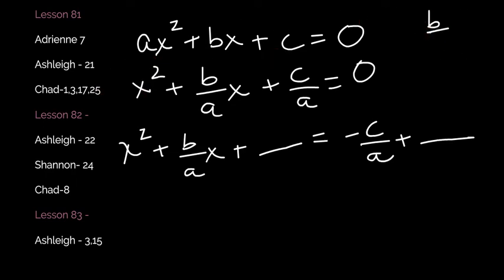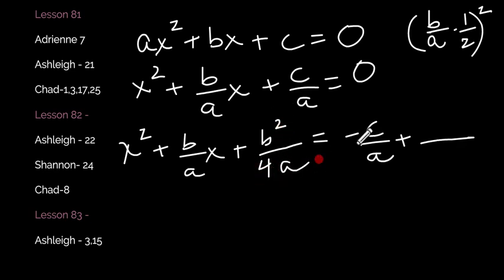So where can I put that? b over a divided by 2 is the same as multiplying by 1/2, and then we're going to square it. So we're going to get b squared over 4a squared. I'm going to add that to the other side. You can see how it's coming together, right? Did I do that right? Divide by 2 and square it.